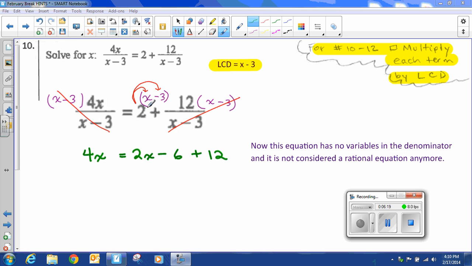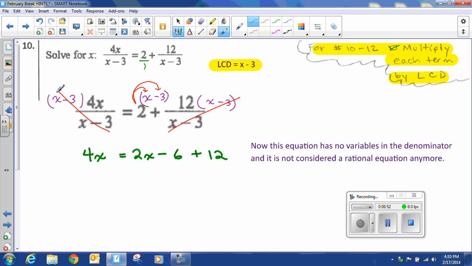All right, number 10, we're looking at rational equations. It's an equation because we have an equal sign. So first thing you must do is to multiply each term by the least common denominator, the LCD, which we can quickly identify as x minus 3, because we have x minus 3 here, x minus 3 here. And what's the denominator of 2? It's just 1, right? So we'll multiply everything by the LCD. X minus 3 times this, x minus 3 times this, x minus 3 times this.